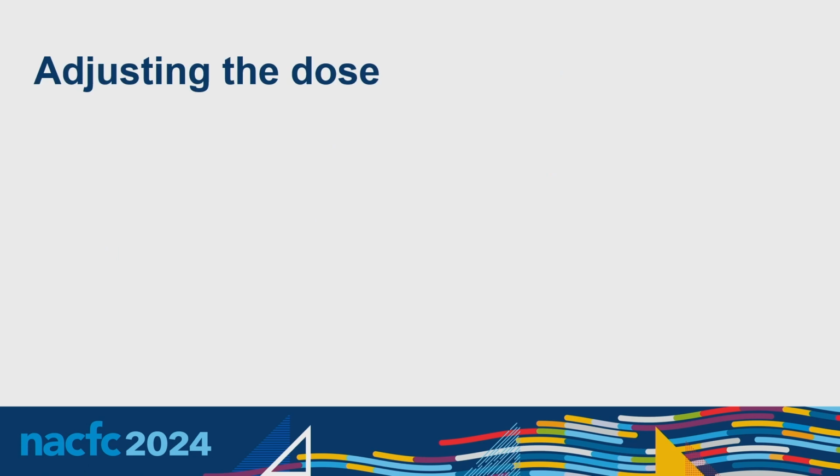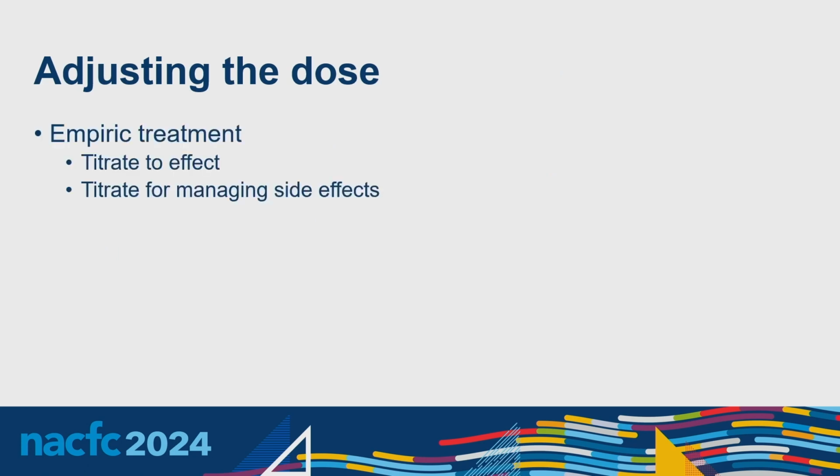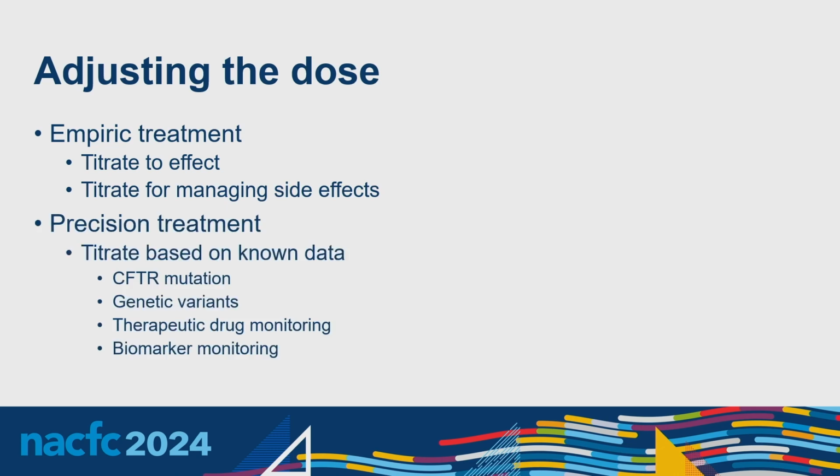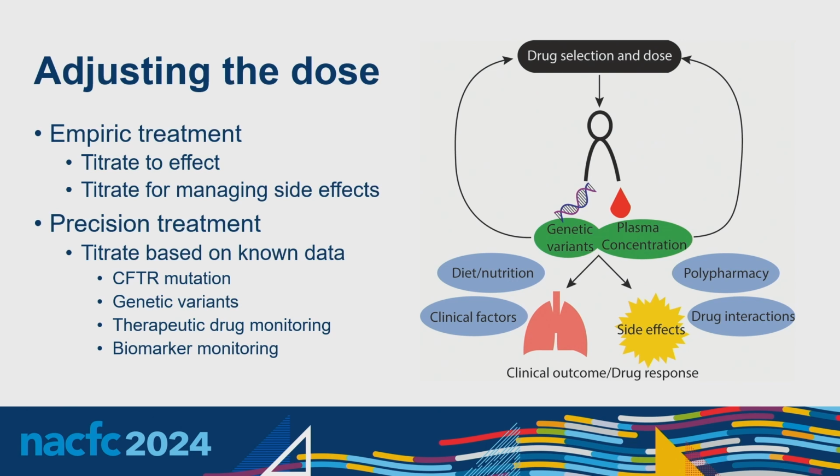So when we're thinking about adjusting the dose in a clinical setting, we really have two basic approaches. The first is empiric treatment, so basically titrating to effect and managing for side effects without knowing a lot of other information when turning the dose up or taking it down, depending on what we're trying to achieve. Precision treatment is a little bit different, and that's how I became interested in this topic. So precision treatment is really titrating based on known data, and that could include the CFTR mutation, which we do already. It could include genetic variants that we may or may not know yet that can affect the response, the side effect profile, the concentrations of the drug.